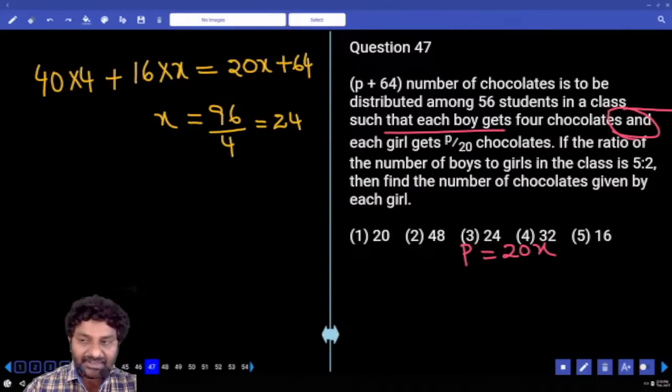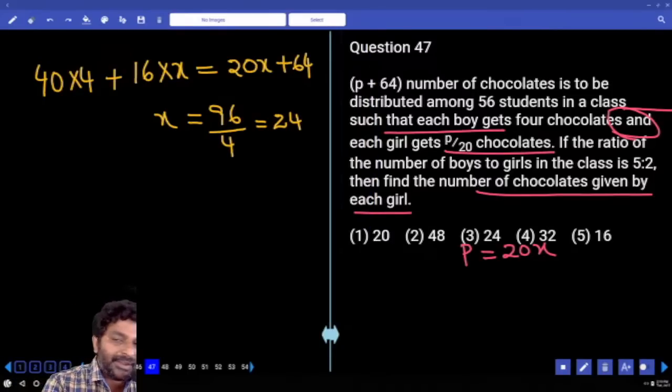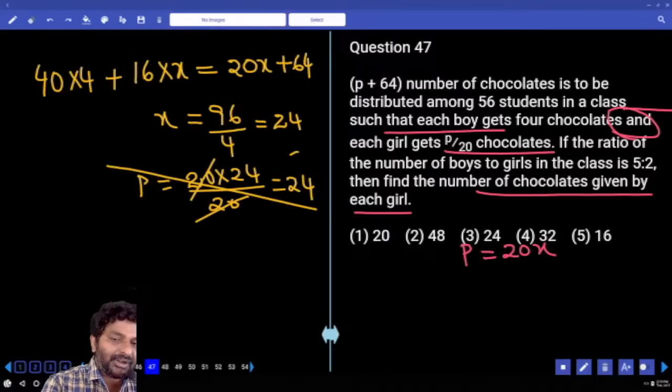Now what exactly is the question? Number of chocolates given by each girl. Each girl gets P by 20. What is P? That is 20 into 24 divided by 20. Correct? Which is equal to 24. In fact, this is not required, I guess. How many girls are there?